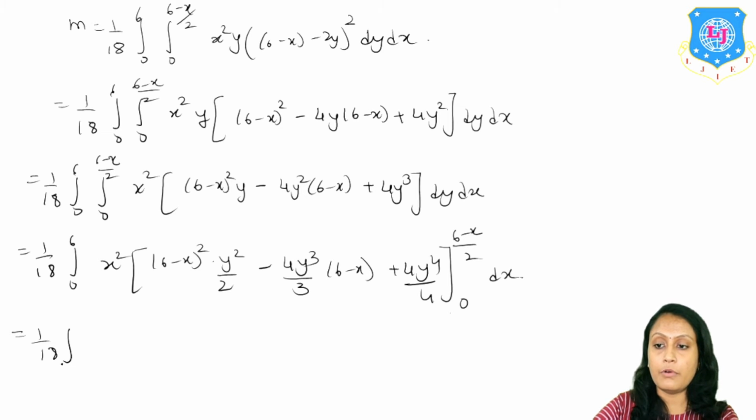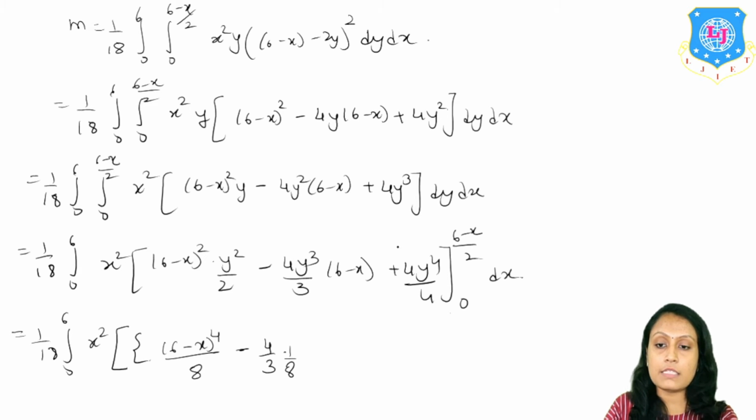Now this is 1 upon 18, 0 to 6 x square into, now substitute the upper limit first. So here we have (6 minus x) whole square, and again (6 minus x) whole square, so this is (6 minus x) whole raised to 4. Here we have in the denominator 2 square, that is 4 into 2, so here we have 8. Minus this 4 upon 3. Now again here y cube, so firstly take this 2 cube, so this is 1 upon 8 will keep outside.